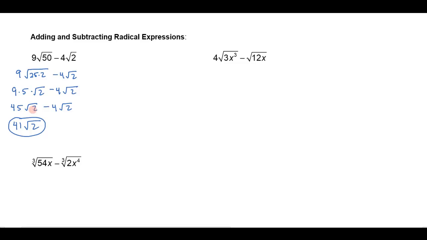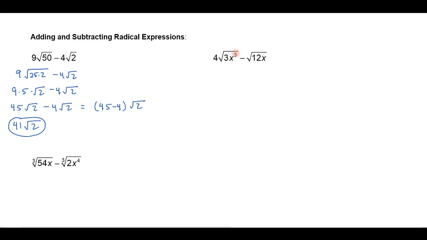Remember, technically what you're doing when you're subtracting like terms is you're factoring out the square root of 2. This is really 45 minus 4 square roots of 2, when the 45 minus 4 simplifies to give you 41. Now I can do the same thing over here in this next example.